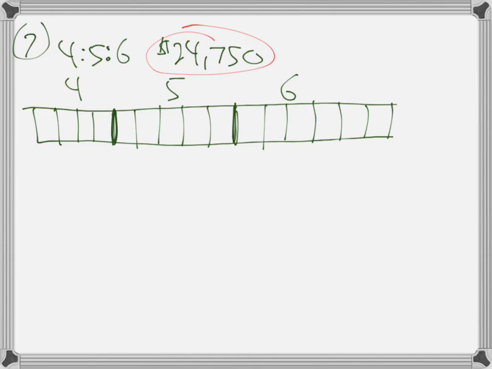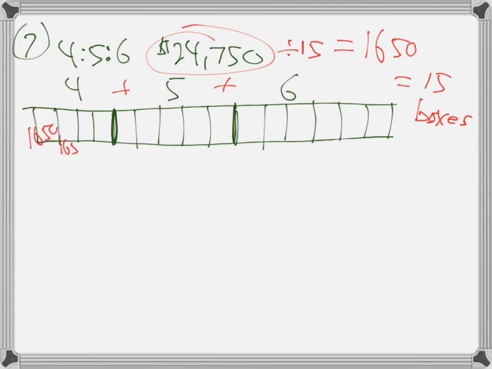Since those together are 15, you divide 24,750 by 15. Yeah, add them up. You've got a total of 15 boxes, and all the boxes are the same. So you're dividing by 15. And what did it come out to be? What is that number? 1650. 1650. That means each box, right? I mean 1650. So I can't squeeze them in, but you get the idea.